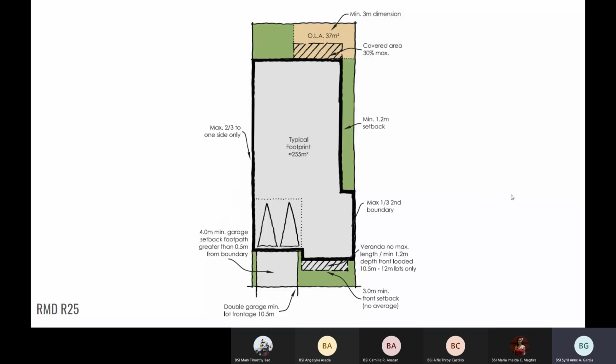Also, additionally, for the vehicular crossover. This is our street. The crossover from the street going into our lot should have a clearance of 4.5 meters. And the clearance of our garage has to be 6 meters as viewed from the street.